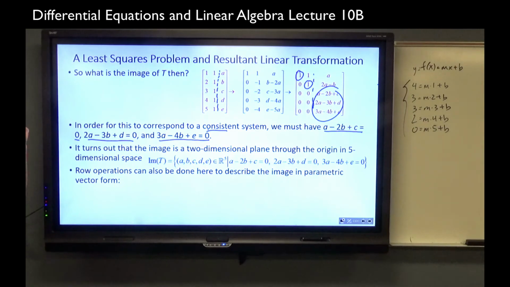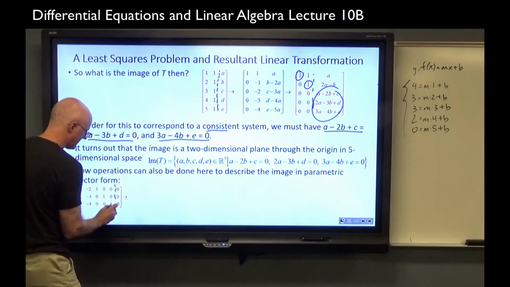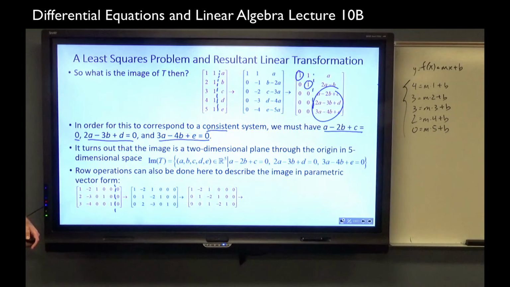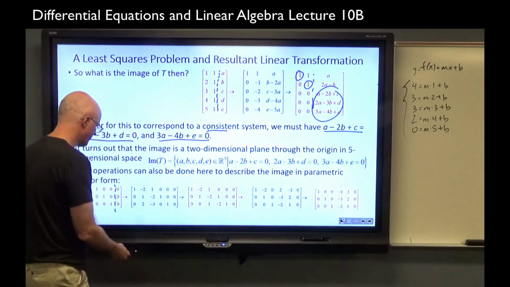Row operations can be done here to describe the image in parametric vector form. This represents A minus 2B plus C plus 0D plus 0E equals 0. This is an augmented matrix. 2A minus 3B plus D equals 0. And 3A minus 4B plus E equals 0. By the way, E is not the number E here. If we do row operations here, the reduced row echelon form is the final red matrix there.